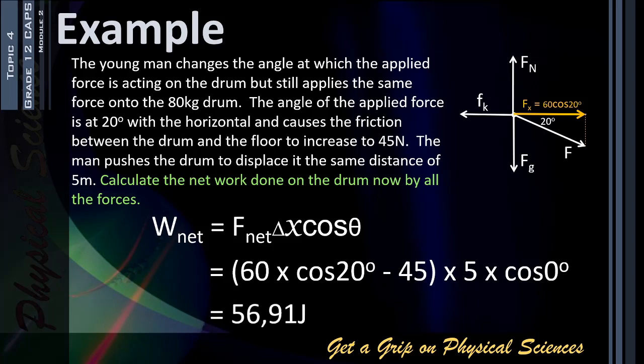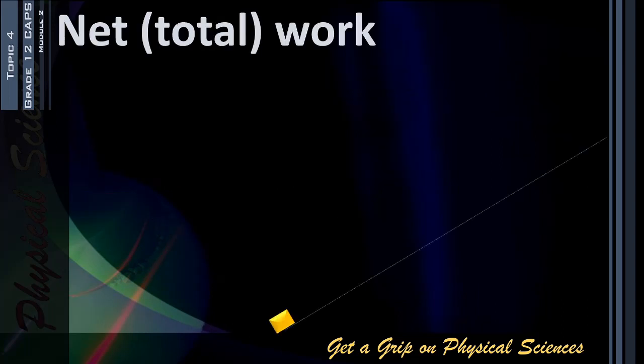And that gives us positive work of 56.91 joule. The second situation is where you have an object that moves up or down an incline. Now the principles of up and down movements are the same, but the direction of the displacement will be different and the amount of forces acting on the object will be different.